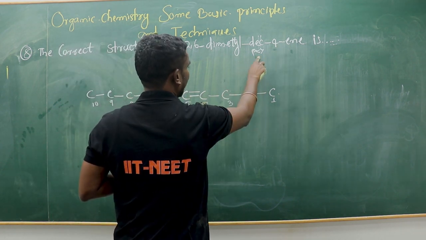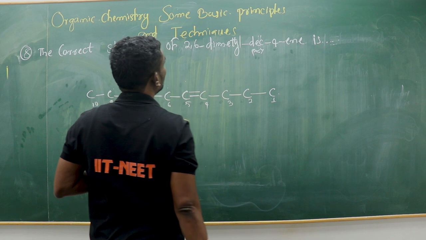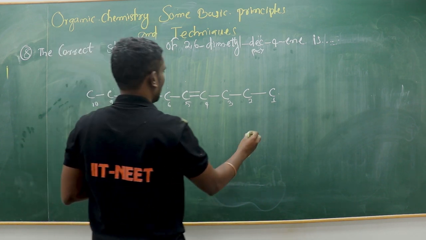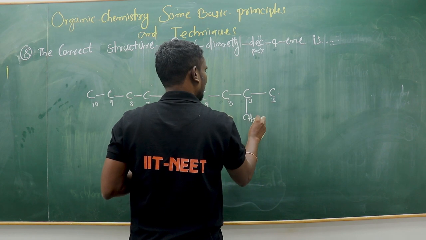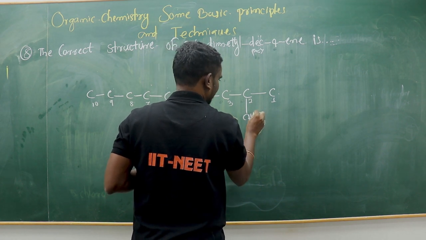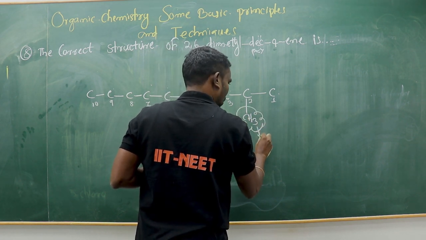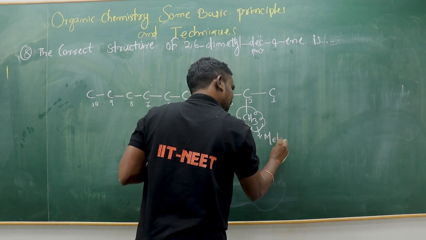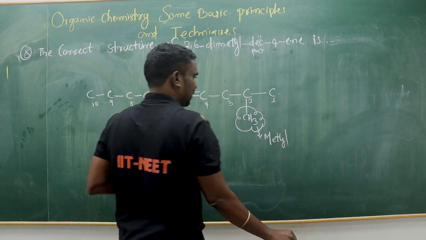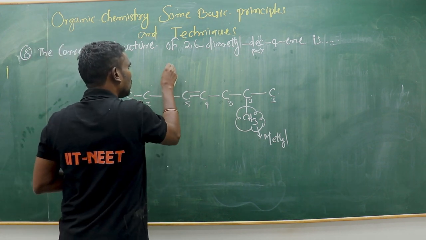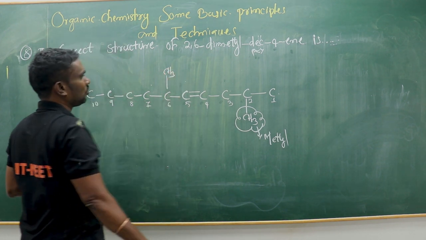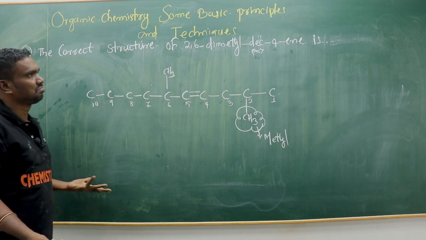Deck 10 is finished. Now at position 2 and 6, here is one methyl group. What is CH3 called? Methyl. Right? At 6, here also one more methyl. So, clear.